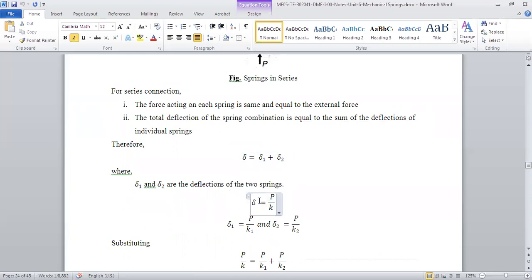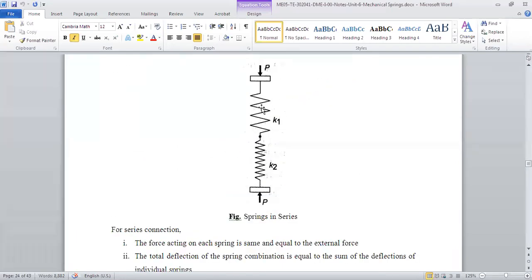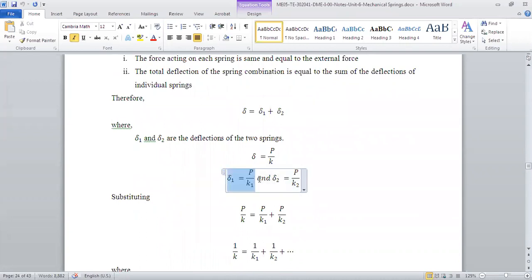Now what is delta? It is P upon K. What is stiffness? It is load upon deflection. So deflection is equal to P upon K, load upon stiffness. So deflection of spring 1, delta 1, is equal to P, load being the same, upon K1, and deflection delta 2 is equal to P upon K2. And then we know that the total deflection is equal to deflection 1 plus deflection 2. So we can say P upon K is equal to P upon K1 plus P upon K2.